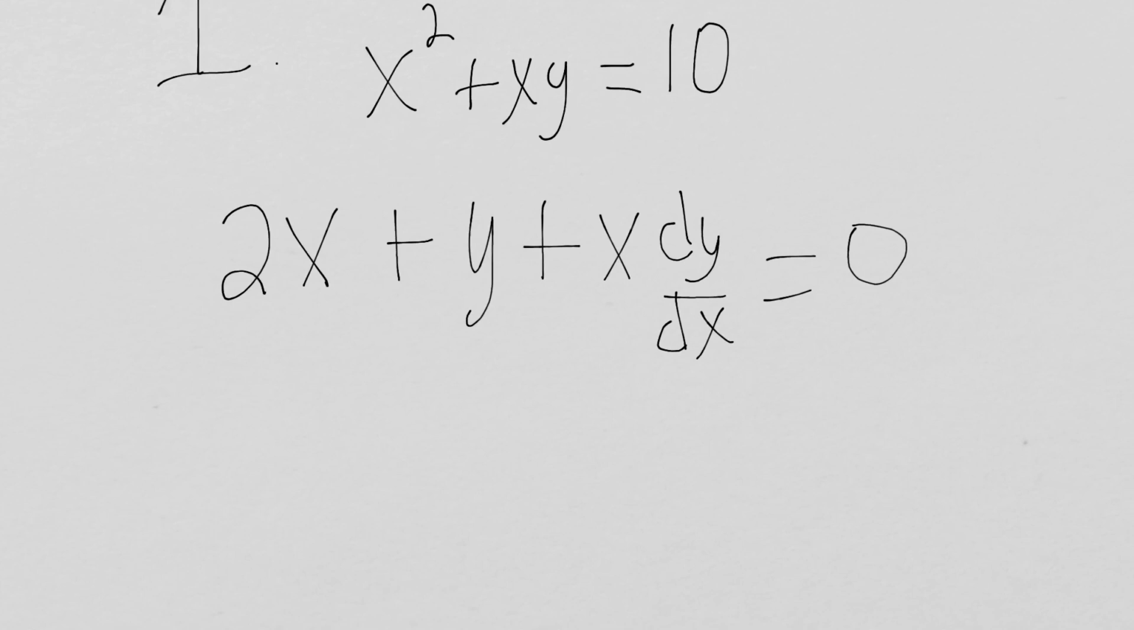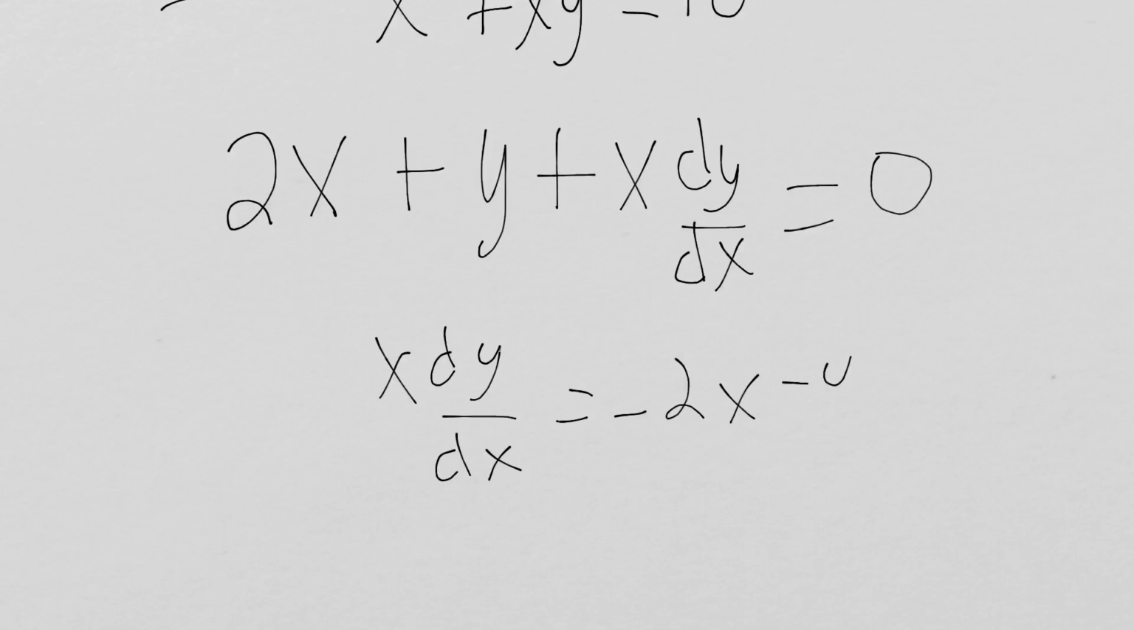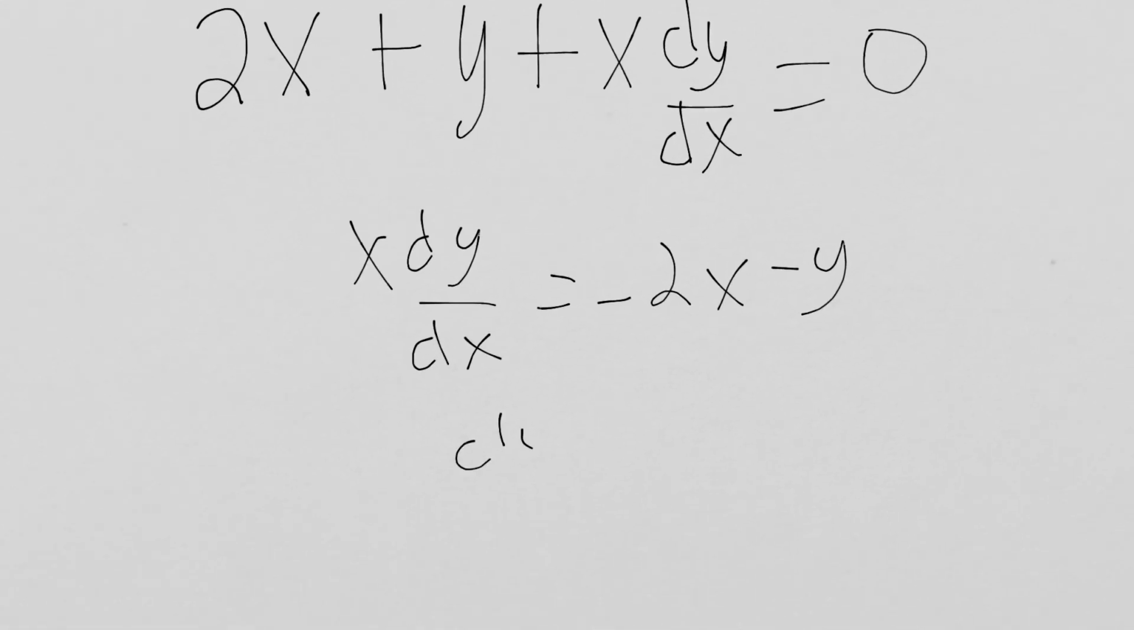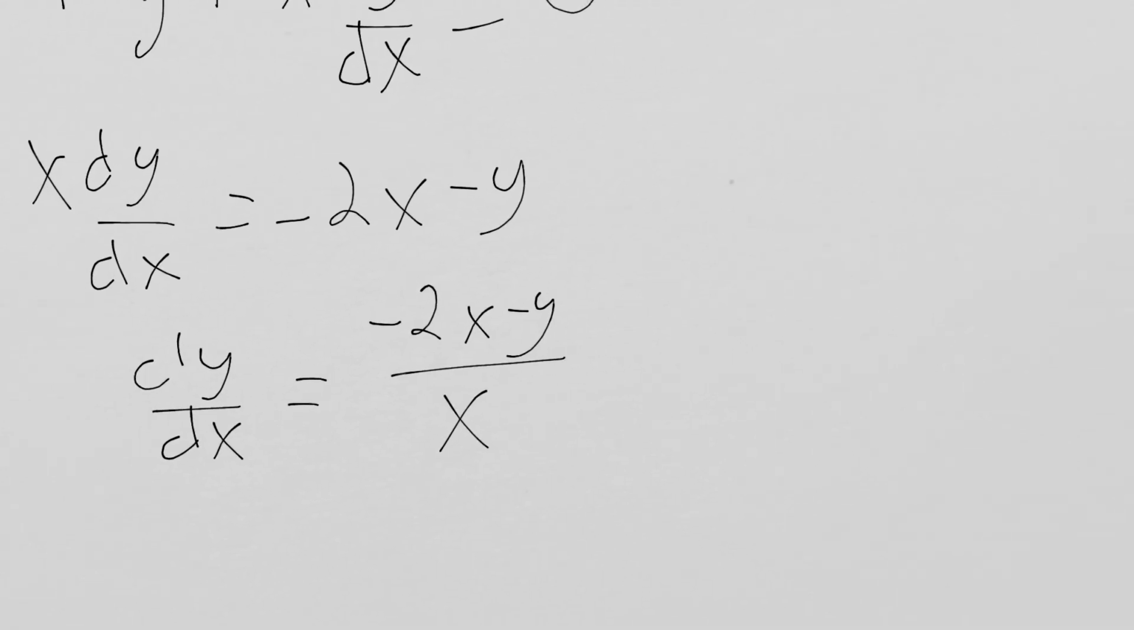and that's equal to 0. So now we are going to isolate dy dx. We get x dy dx equals negative 2x minus y. So then dy dx equals negative 2x minus y over x. If you notice, the problem says that x is 2 and we want to find dy dx. So that gives us negative 2 times 2 minus y over 2.